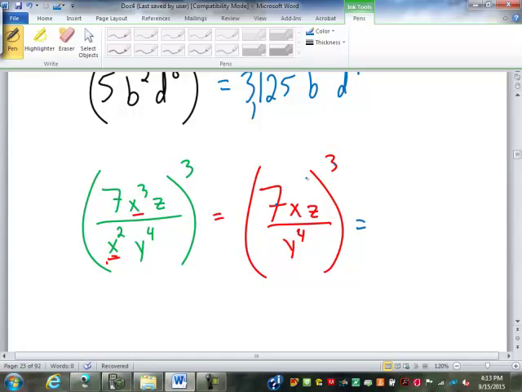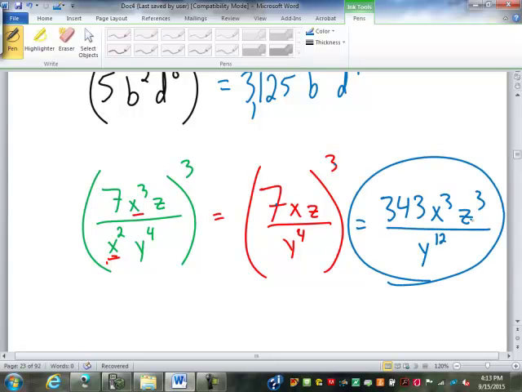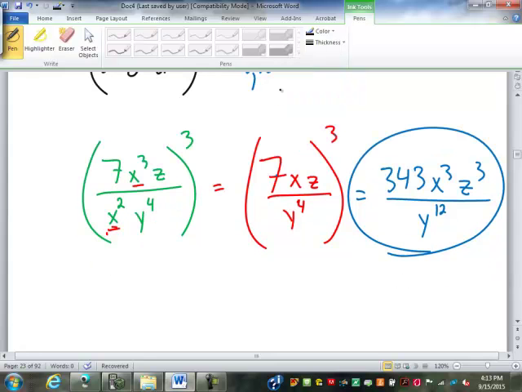7 to the 3rd, of course, is 343. X to the 3rd, z to the 3rd over y to the 12th. 4 times 3 makes 12. Perfect. Okay, so when you're doing the x's, 3 minus 2 is 1, so it's x to the 1. Since it's positive, it stays on top.